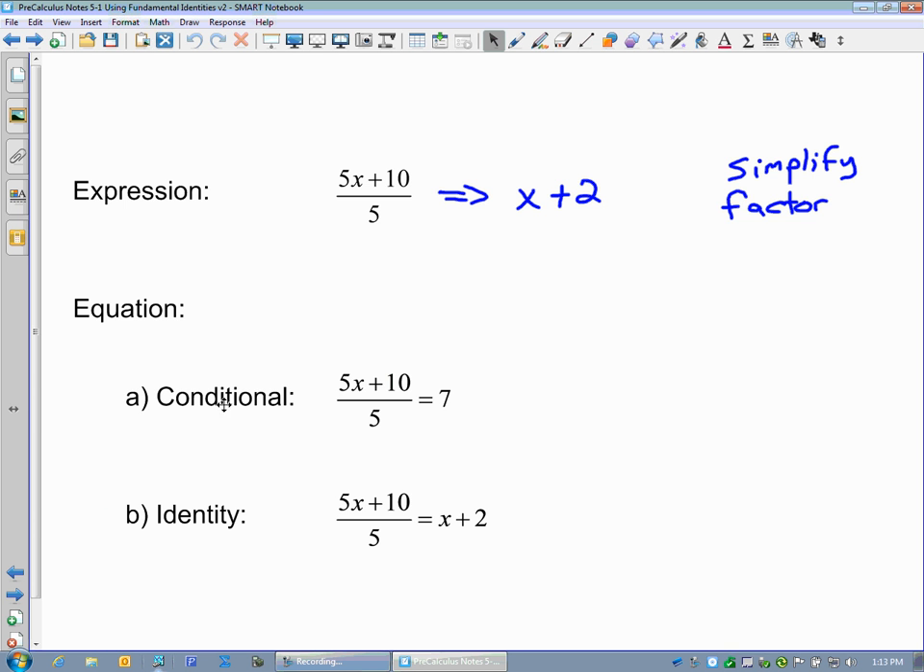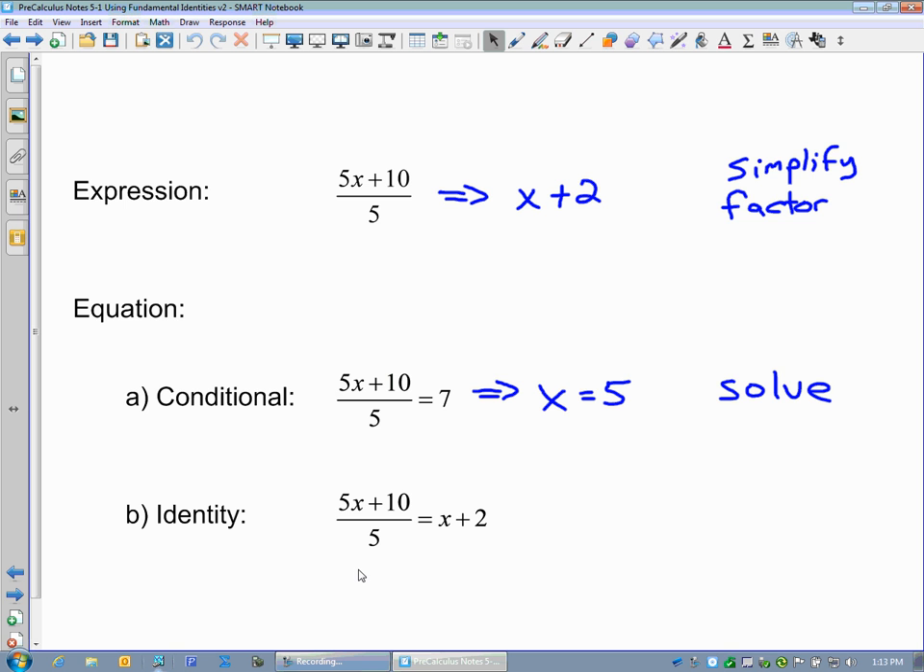First of all, conditional equations are the ones you've been working with all along. Those are ones that are true for certain values of x. So this equation here, 5x plus 10 all over 5 equals 7, that is only true when x equals 5. So that is something you can solve. If x equals 5, then that is true. If x is some other number, then it is not true. Those are conditional equations.